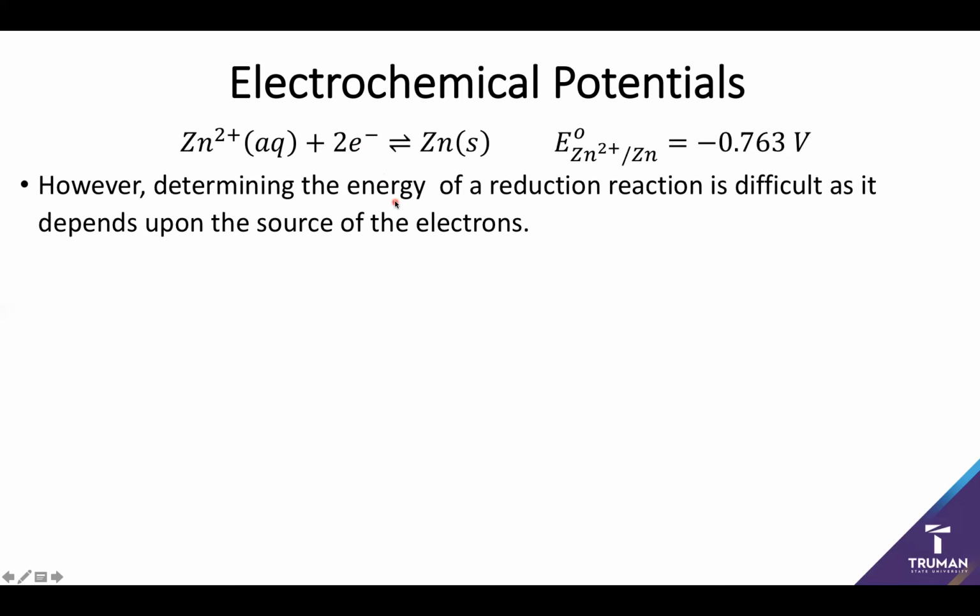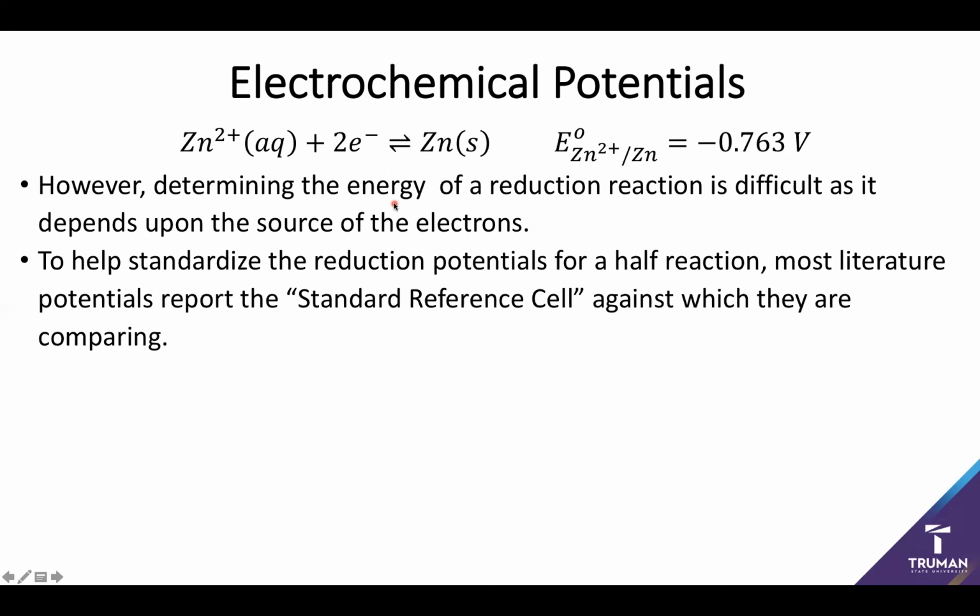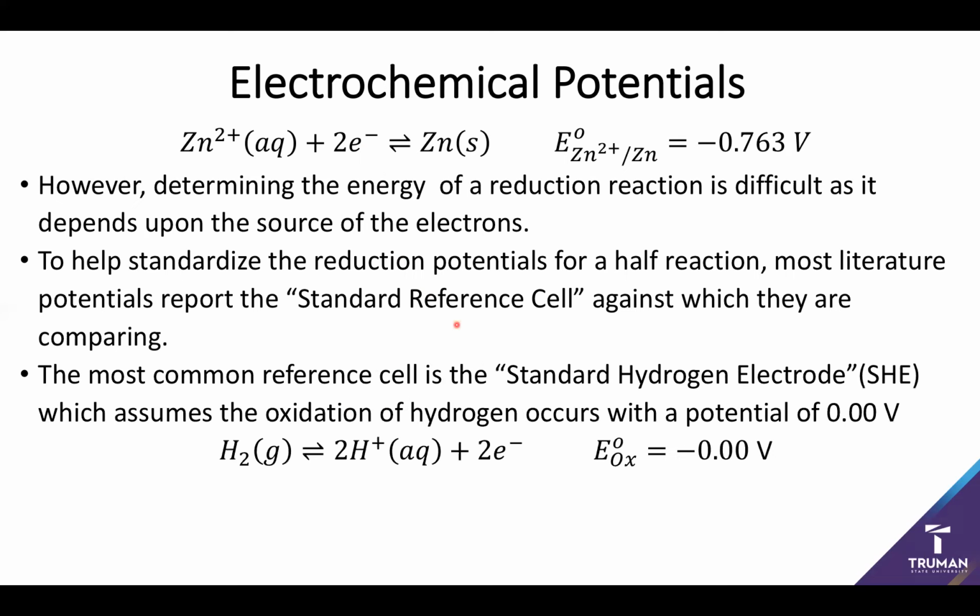So we need a standard source of electrons to count as the zero potential. This is called a standard reference cell. So whenever you look up a potential, make sure to always see what their reference cell is. There are about 3 or 4 very common ones, but we're only going to deal with the most common system, which is called the standard hydrogen electrode, also known as SHE.